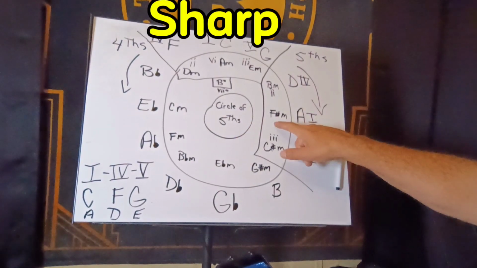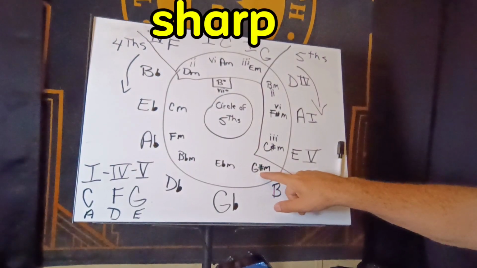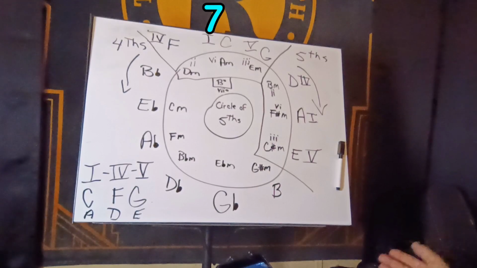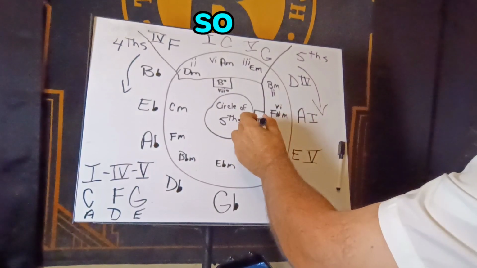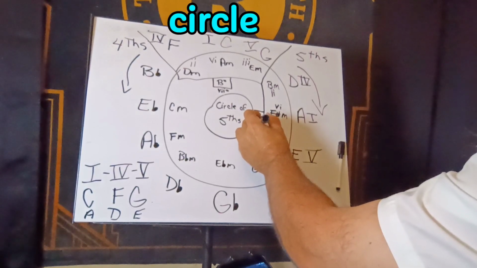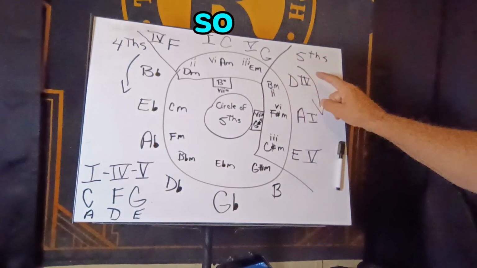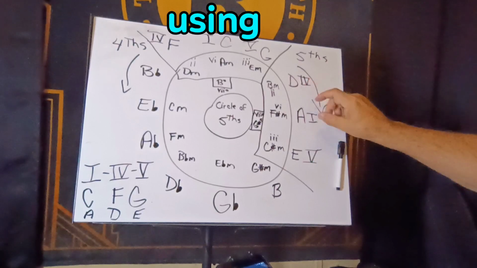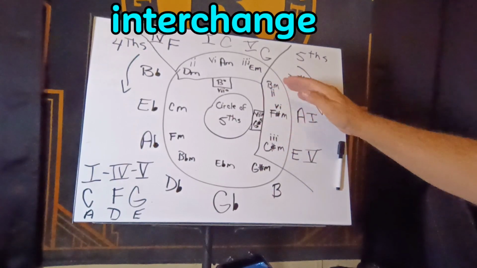And F sharp is our minor 6. And of course, G sharp diminished is our 7. So that would be a G sharp. And we write the little sharp sign with a little circle. And that's our 7. So you can play a group of 3 major chords together using these, or you can play these 3 together, minor, or you can interchange them.